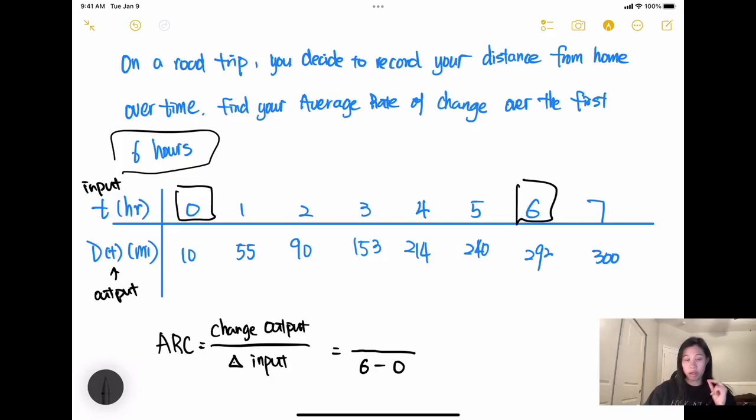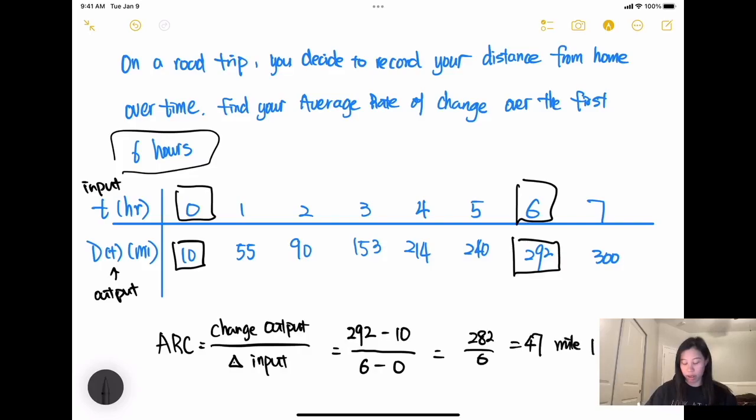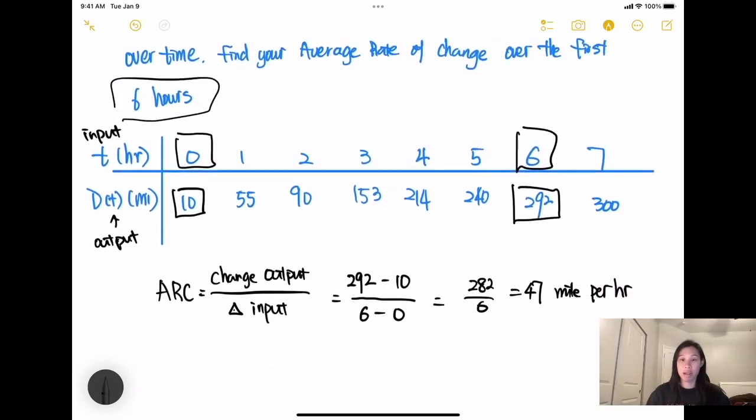On the 6th hour, your driving distance is 219.2. And in the first hour, the distance is 10 miles probably. So that means minus 10. Here you will get 218.2 over 6, which is equal to 14.7 miles per hour. So that means on the first 6 hours, remember, because when it comes to 7 hours, it's different. We can check that later. For the first 6 hours, your average rate of change is 70 miles per hour.